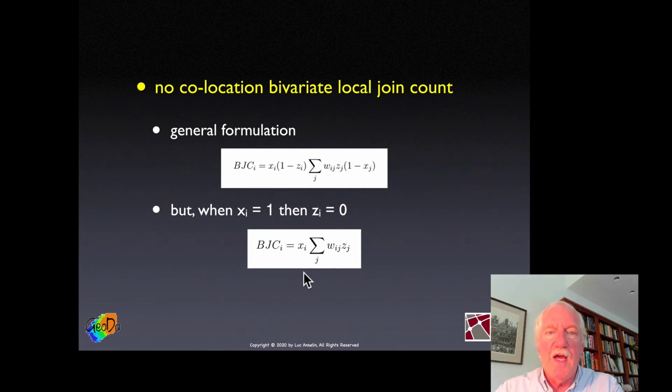In the same spirit as before, for those locations where x at i is 1, we count the number of neighbors, but now the number of neighbors where z is 1. And so again, the statistic is really the second part, but it's only applied for locations where there is an event. So if there is an event of one kind, we count the number of events of the other kind that surround it. So this is, if you wish, a sort of notion of negative spatial autocorrelation in some sense.